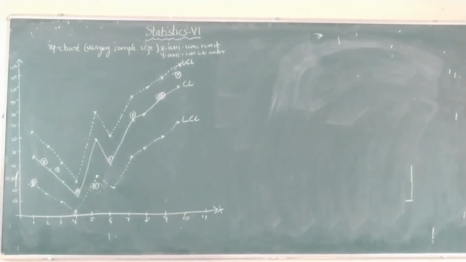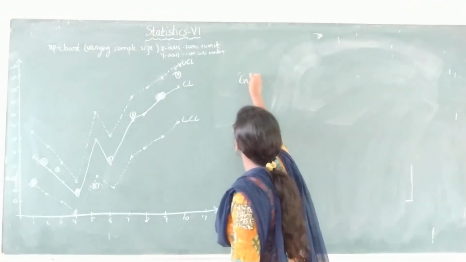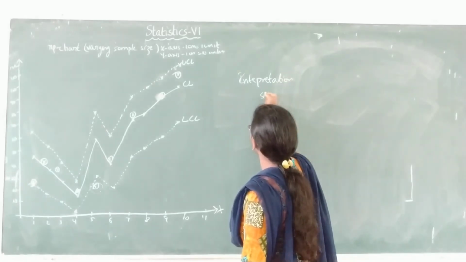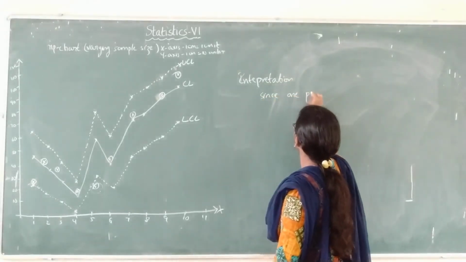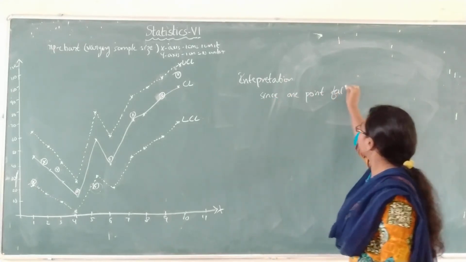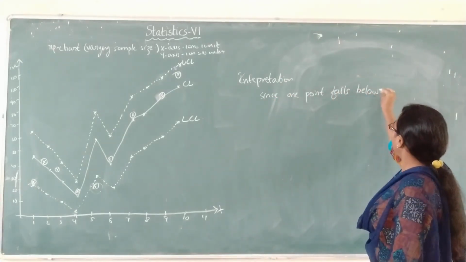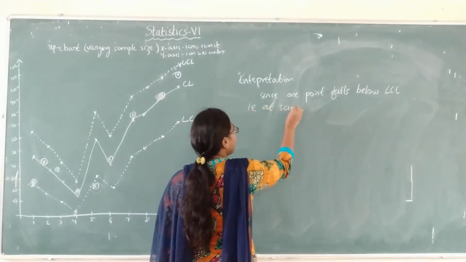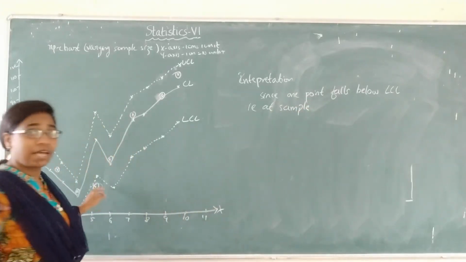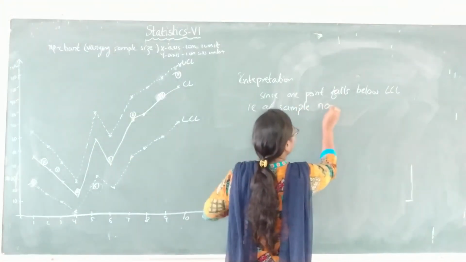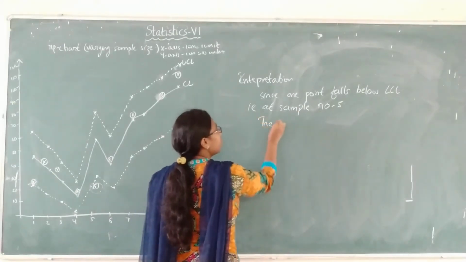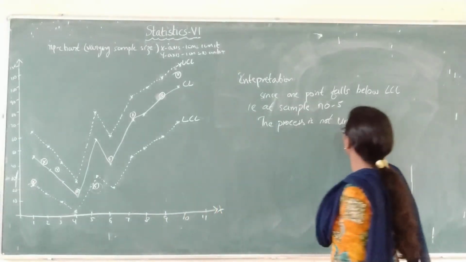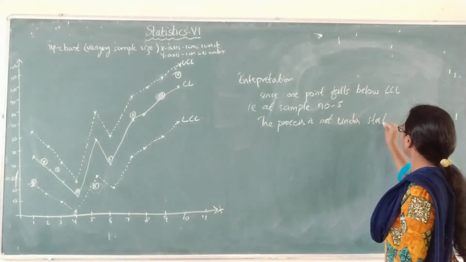We observe that the process is not under control. So what is the interpretation we are going to write? Since one point falls below LCL, that is at sample number 5, at sample number 5, the process is not under statistical control. The process is not statistically controlled.